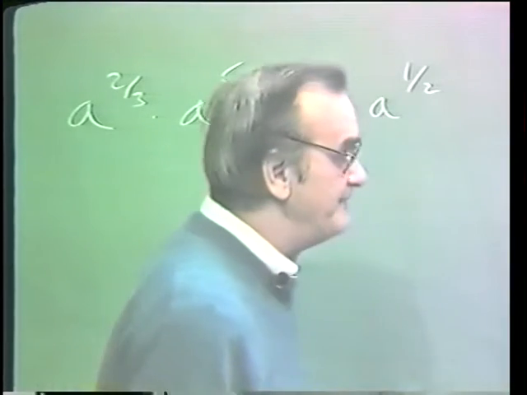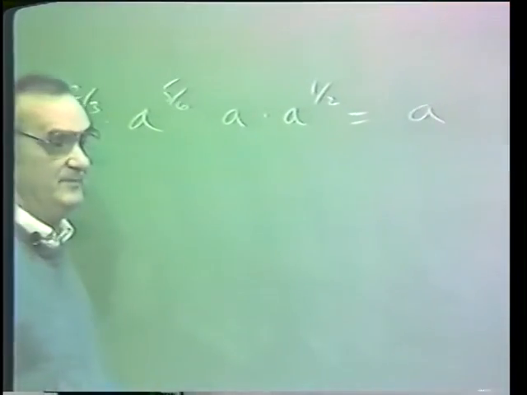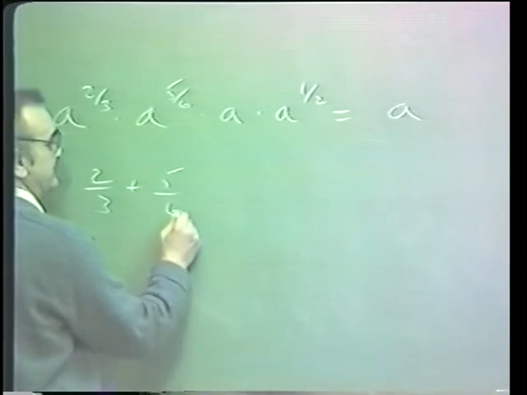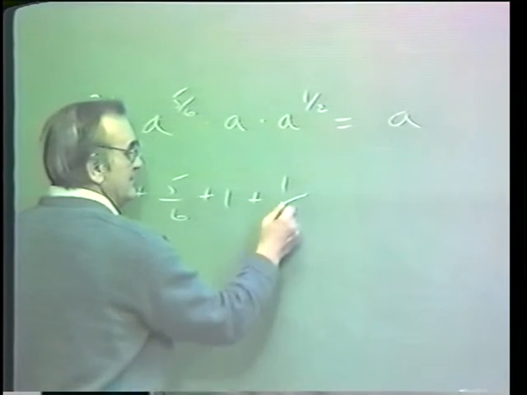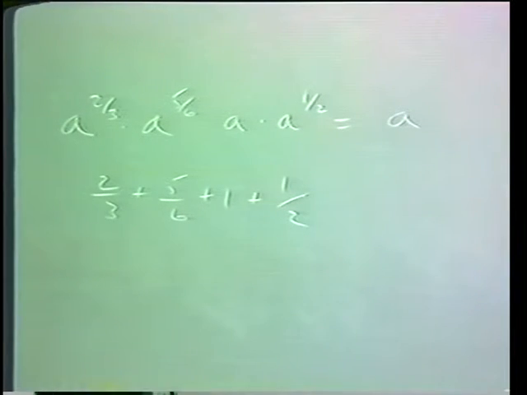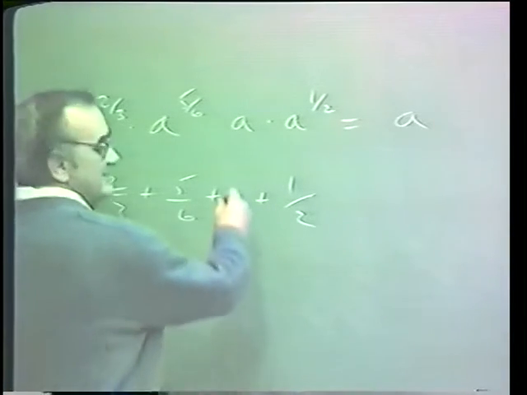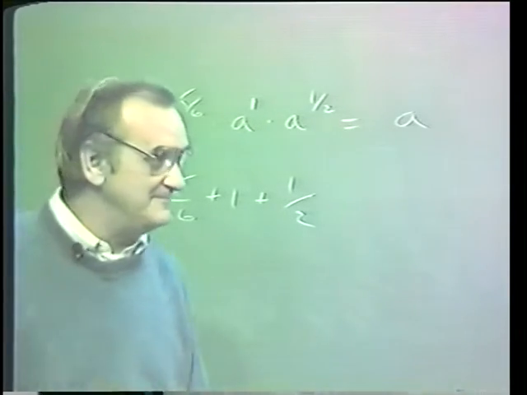We're multiplying like bases. That means we keep the base. And what do we do with the exponents? Well, we add them. We have 2/3 plus 5/6 plus 1 plus 1/2. But the 1, did you see it up there? Yeah, there it is now.